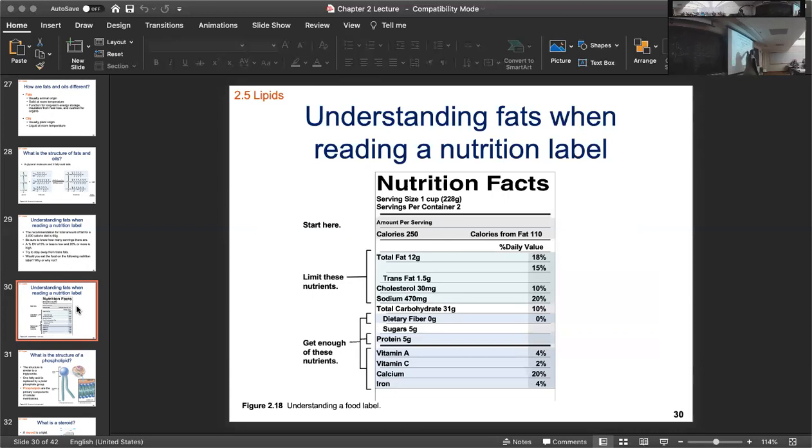This is a percentage of our daily value. All right, remember we were talking about fats. So we've got total fat of 12 grams. You're like, okay, well, I could have 65 grams, so I'm doing okay so far. It's 18% of your daily value, okay? And there's 1.5 grams of trans fat, all right? There's some other things, too, that we should maybe consider.